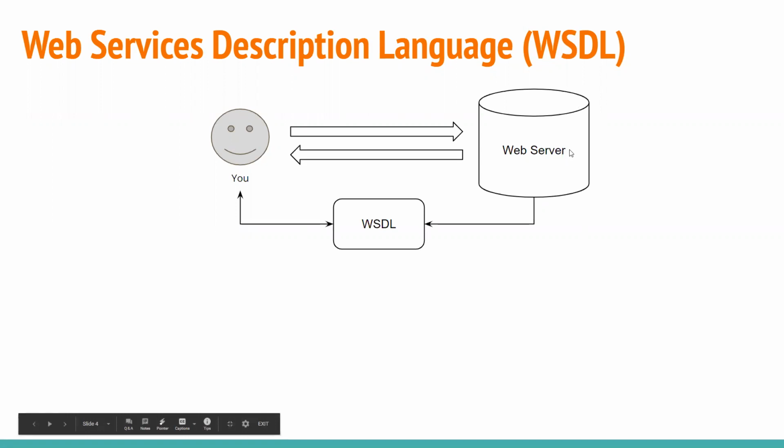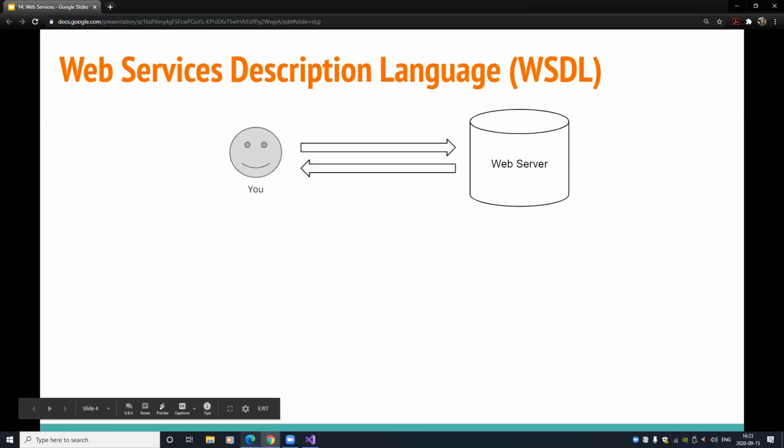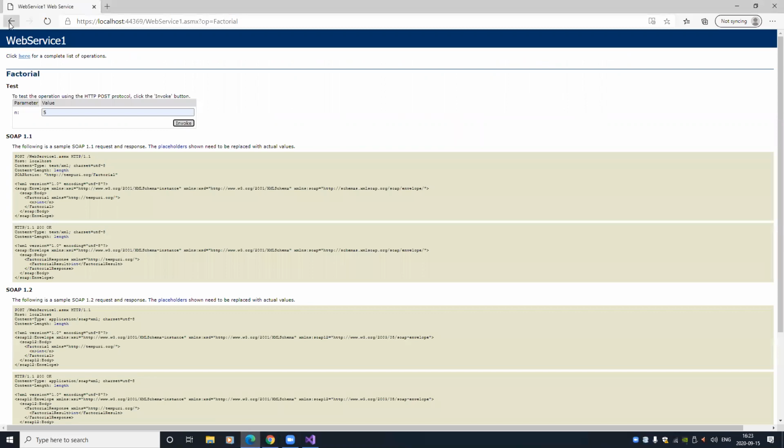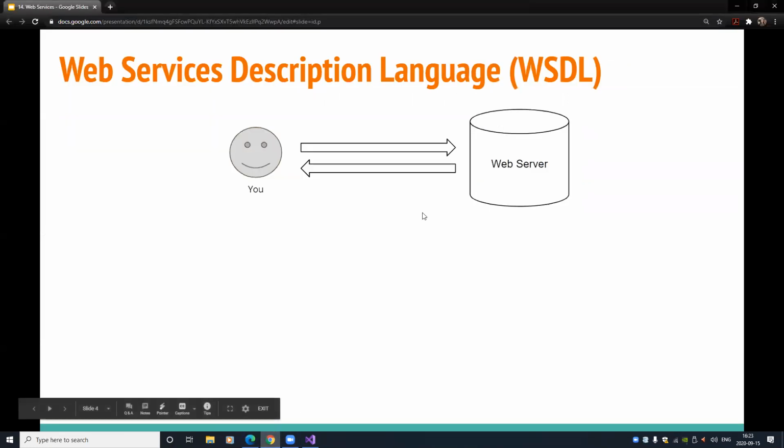Okay, so the one thing to clarify is that you, as a person accessing a web server, don't know what the web server provides. So for example, when I go to this page here, how was this page generated? How did the browser know that these are the two methods that are available without actually calling them? The answer to that is the Web Services Description Language.